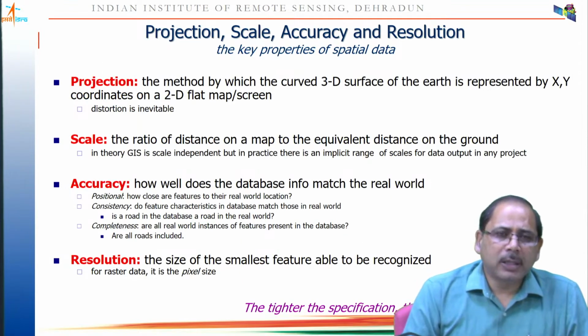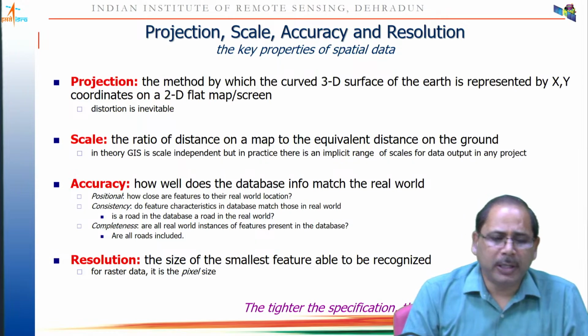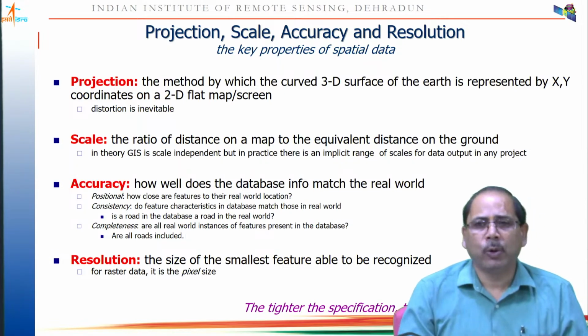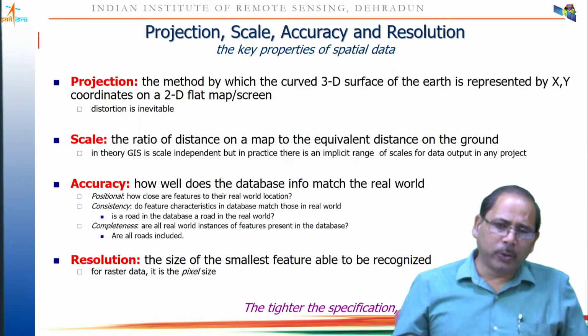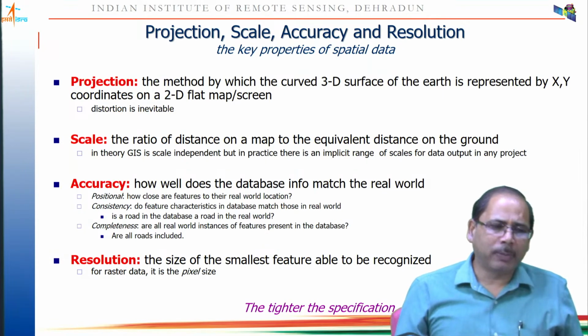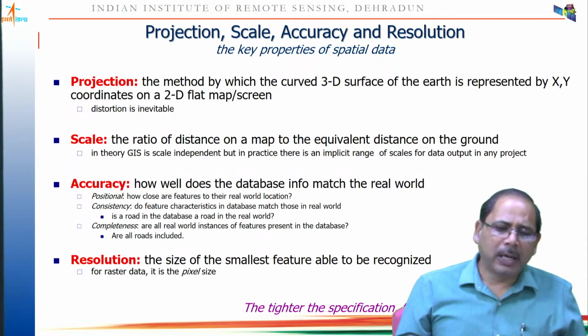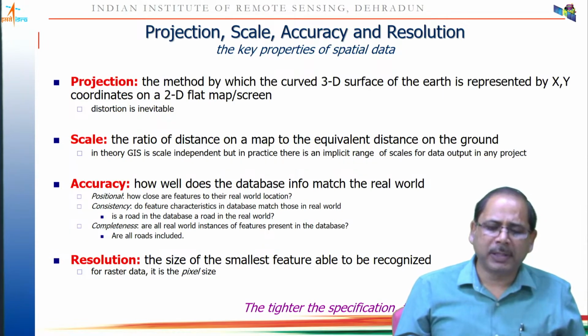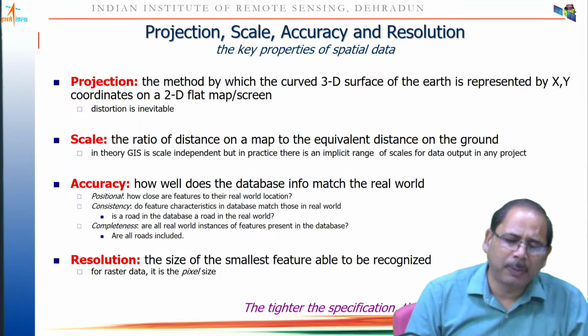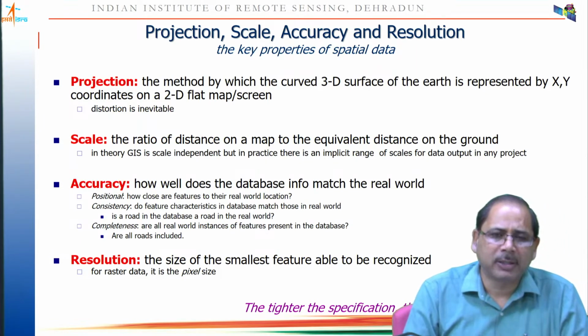When you are dealing with geographical data, especially geodata, you also have to consider the projection, scale, accuracy, and resolution. I hope my colleague must have discussed all these parameters during the last two modules, but I'll quickly summarize here for new students joining this course. Projection is the method by which the curved 3D surface of the earth is represented by x, y coordinates on 2D flat maps. In a nutshell, you have the earth as a 3D body, and suppose you want to create a map of the earth. Typically maps are two-dimensional representations.